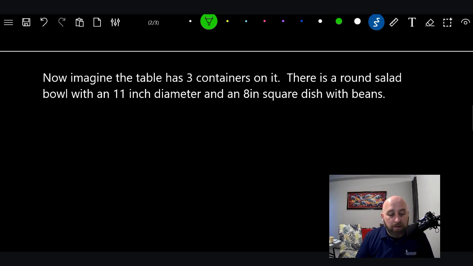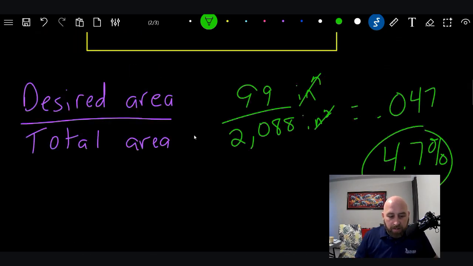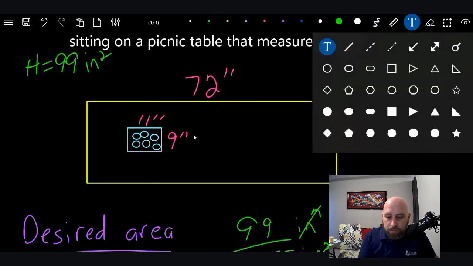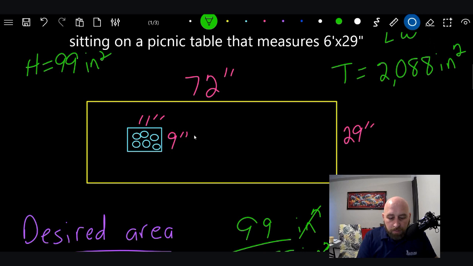There is a round salad bowl with an 11-inch diameter. So let's go back and let's draw that. 11-inch salad bowl. So I'll draw it nice and pretty. I'll draw a circle, and so we'll put the salad bowl right there. And it has an 11-inch diameter. So let's draw the diameter through it. And that's 11 inches.